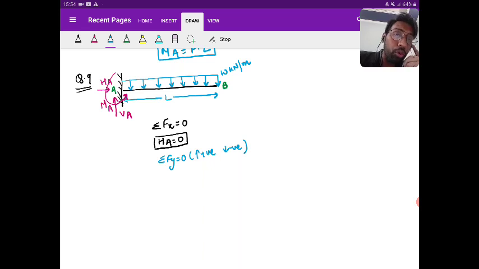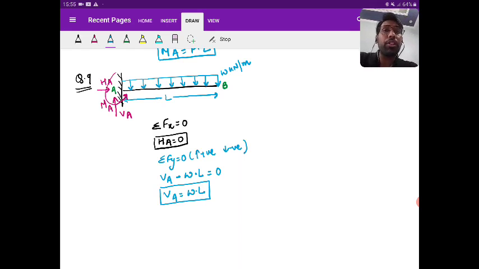So what can I write for summation Fy? Upward there is VA, so plus VA. Then there is the downward UDL. The total magnitude of the UDL is W into L, acting in the downward direction, so minus W into L, and this is equal to 0. So VA becomes equal to W into L.